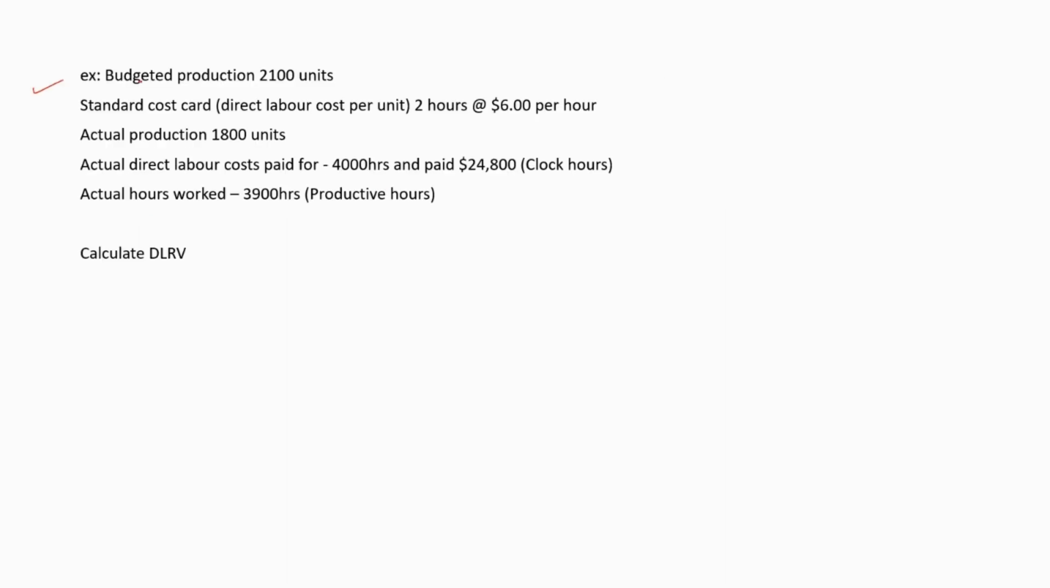Now let's do this example. As you now know, we do not consider the budgeted production units. We have to calculate the direct labor rate variance, which is equal to budgeted rate minus actual rate multiplied by actual clock hours. What is the budgeted rate? Budgeted rate is $6 per hour.